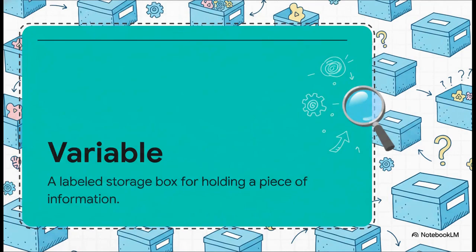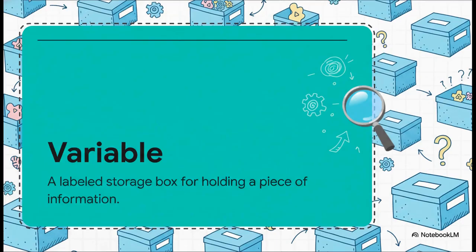Honestly, the best way to picture a variable is just as a labeled box. That's it. You put a piece of information inside the box and you slap a label on the outside so you can find it again later. In code, the name of the variable is the label, and the data you put inside is called the value. And making one in Python, it's super easy.